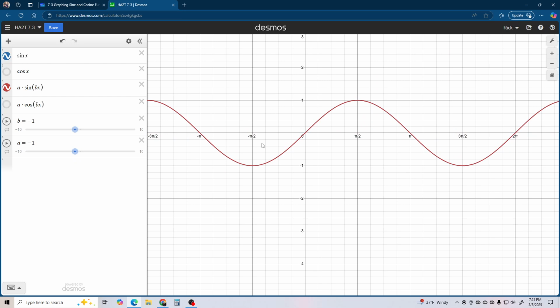Because now you're reflecting it over the x and the y-axis. So it looks like it's exactly the same because effectively it is, but it's actually just flipped over both axes. So it kind of just resets itself. So just kind of a neat little thing there. I thought I'd show you. But that's the idea, right?